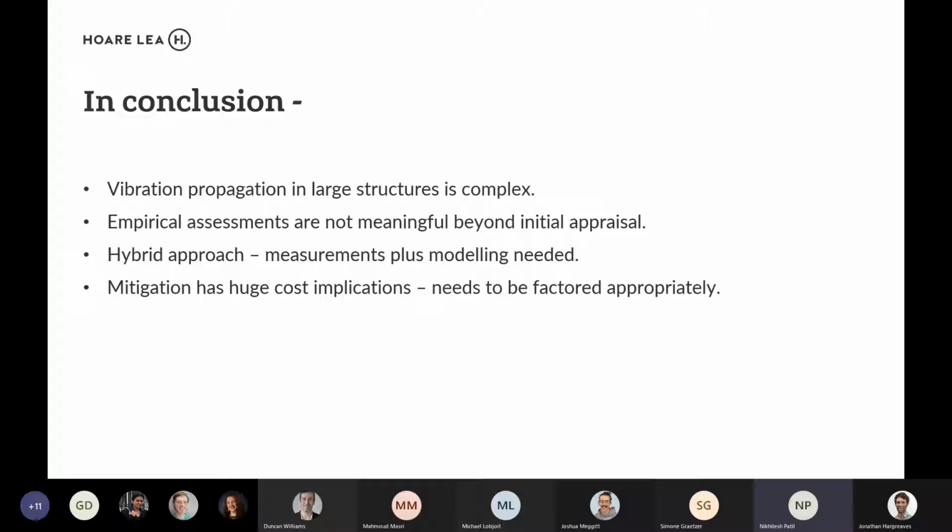And it's very important to go through this process, because mitigation, if I were to give you a number, could easily be 1 million or so just to isolate a building. So it has huge cost implications. So the design process needs to go through a proper process of modeling effort and measurement effort, etc. Okay, so that was just explaining about buildings.